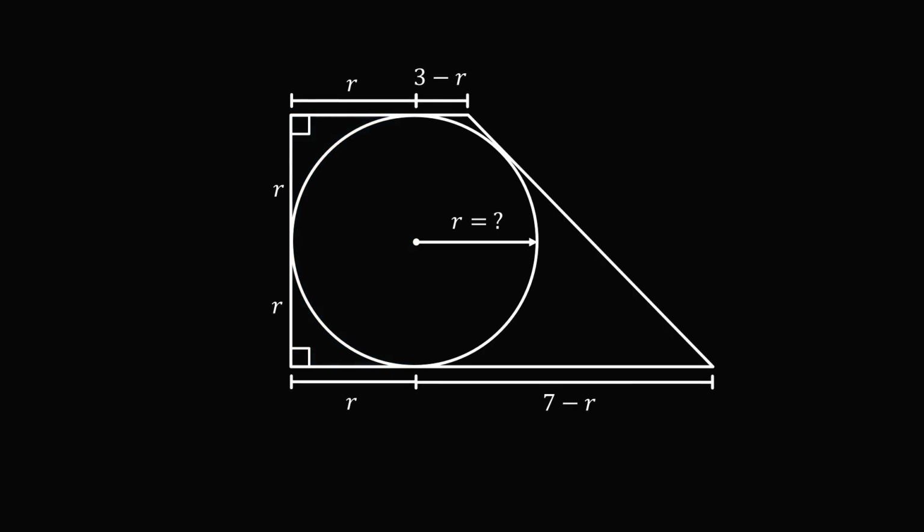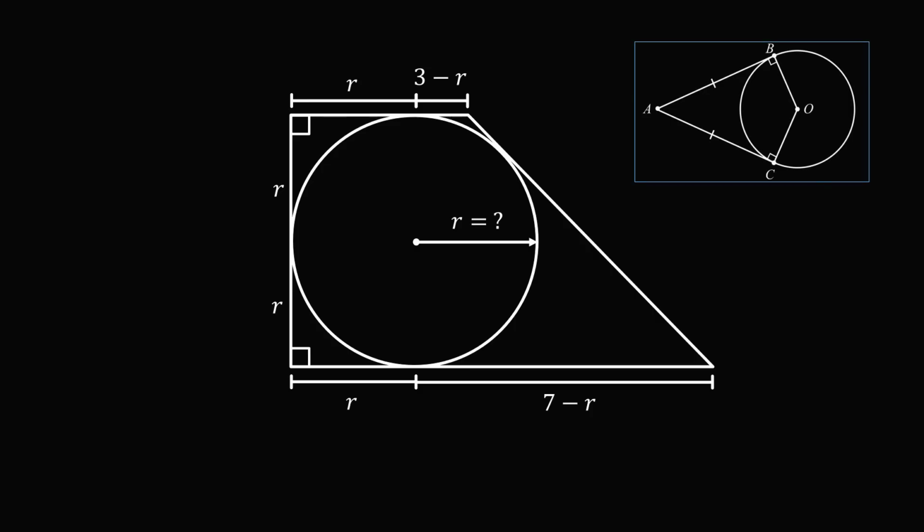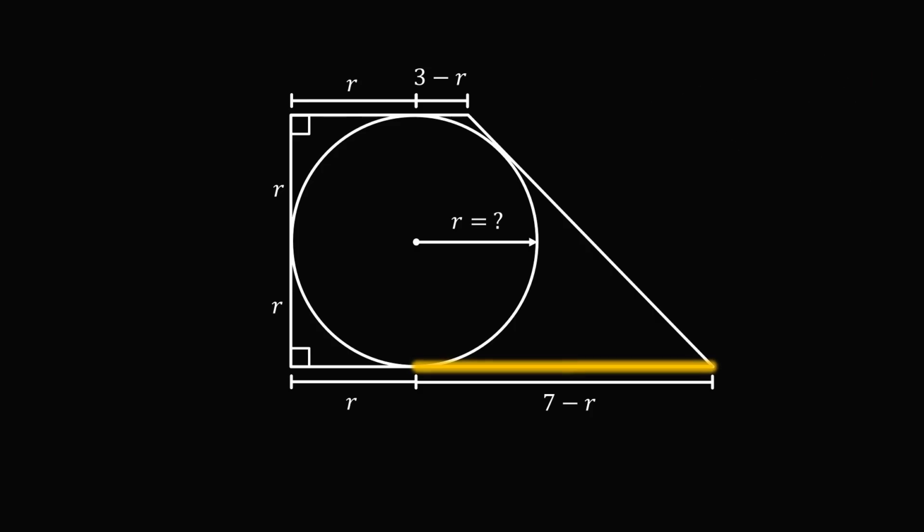We will now use our principle of equal tangent lengths. So let's get started. We have one tangent length here from one vertex of the trapezoid, and if we swing it up to this side, we have another tangent line segment from that same point, so we know these lengths will be equal to each other, so this tangent line segment will have a length equal to 7 minus r.